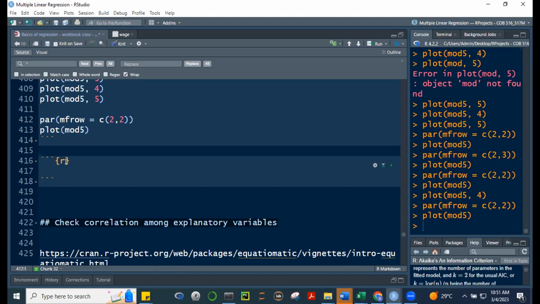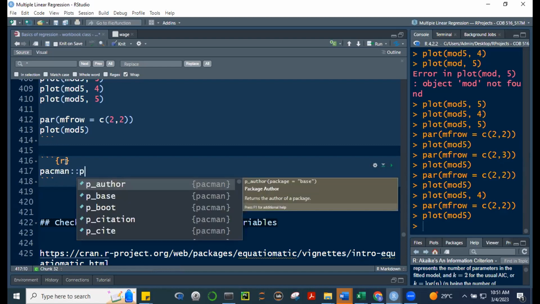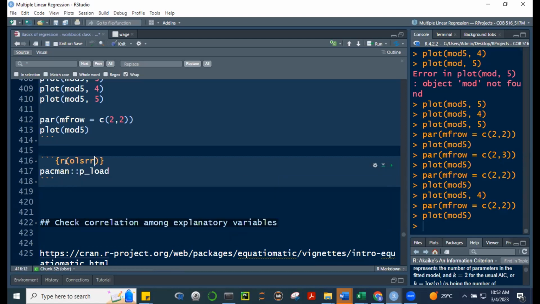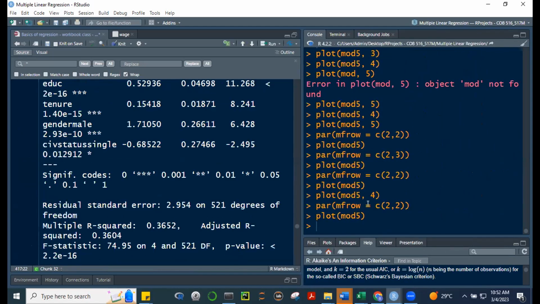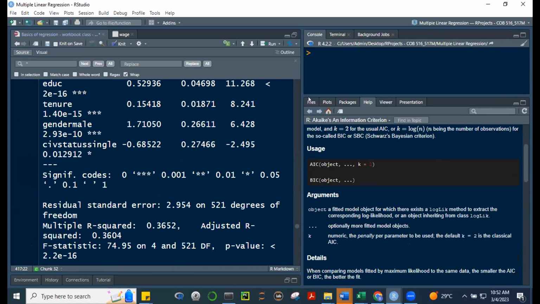Okay, we're going to make use of a package. So please install this, or use pacman, to be faster. Pacman p_load, and then OLSRR. So we're going to load OLSRR. Please load it, class. And then let's do some work here.